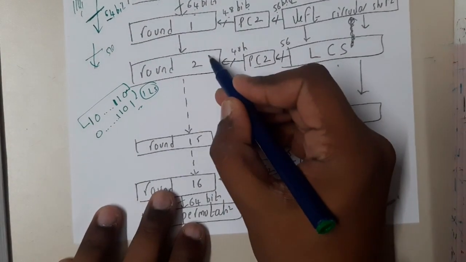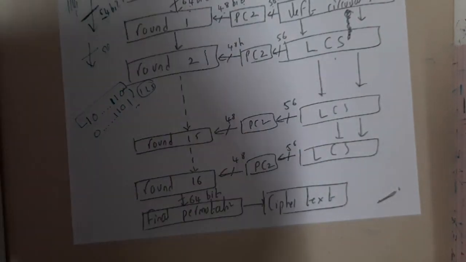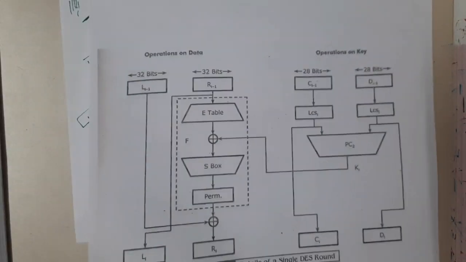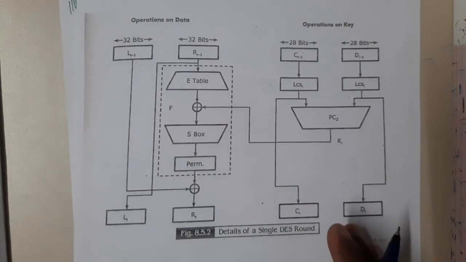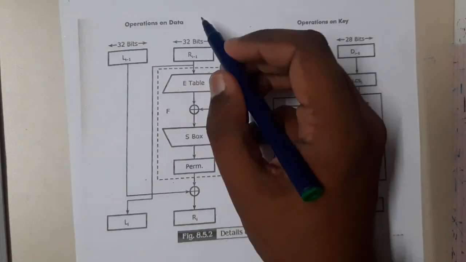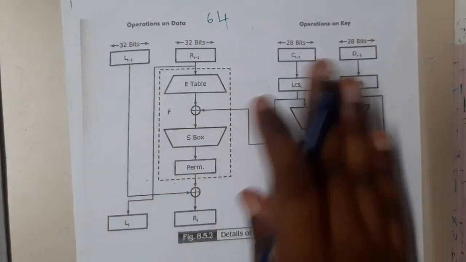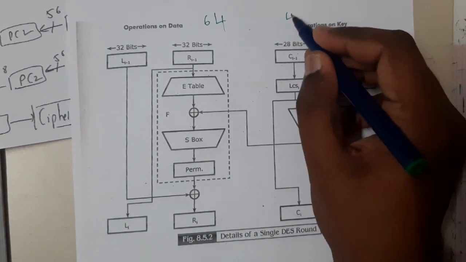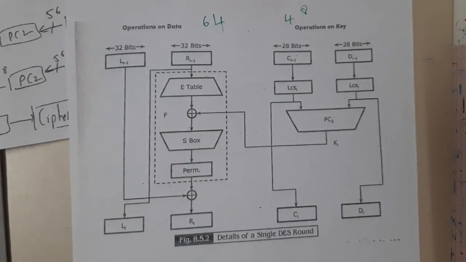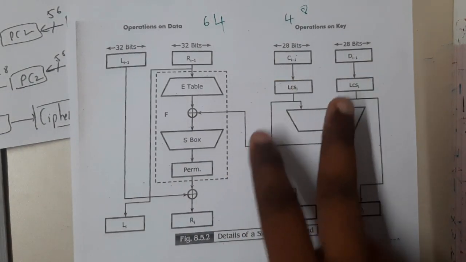Even inside each round, there are multiple operations. If you want me to show, these are the operations which will be happening. If you recall, on the data side we have 64 bits, whereas on the other side we have only 48 bits, right? I think there is a mistake.